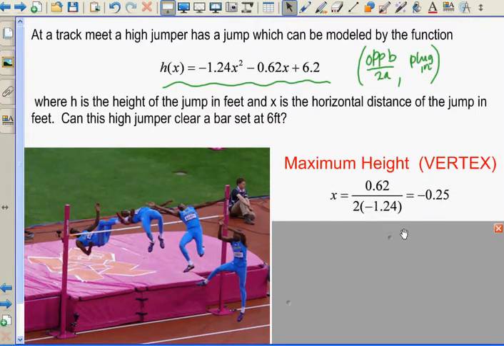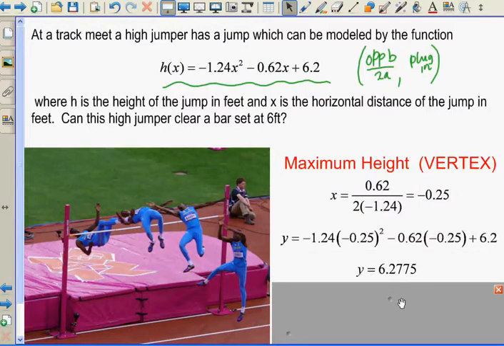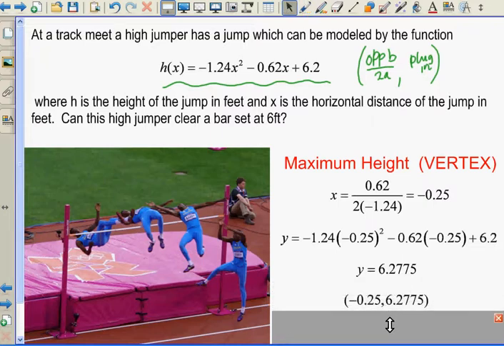Here's my opposite of b, positive 0.62, over 2a, and that gives me negative 0.25, which I then plugged into the equation, which gets me 6.2775. So what we're seeing is the turning point of this quadratic, the maximum height, the vertex, is at negative 0.25, which means they're before the bar. That's good. And the highest height they go is about 6.3 feet.